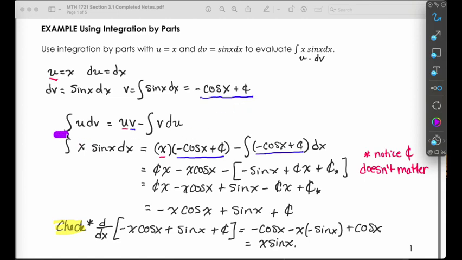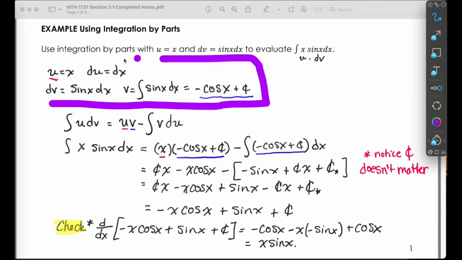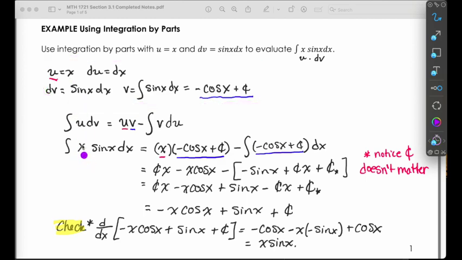Okay, so here's our formula for integration by parts. We take the integral of u dv to get u times v minus the integral of v du. Since we identified all of these values up here, we're just going to plug them into our formula. So u dv is x times sine x dx. This is my u, this is my dv.